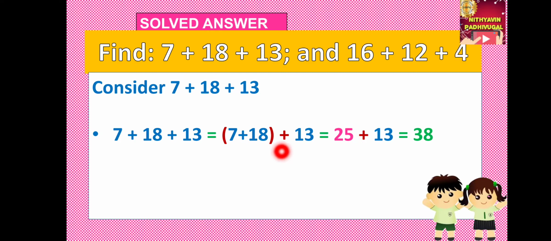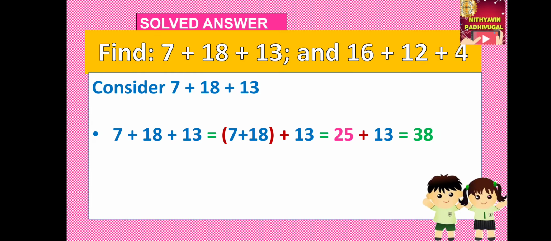And then what do we have now? Plus 13 is left over, right? So, this 13 will be added to the obtained result, which means the sum of 7 and 18, that is 25. So, 25 plus 13 is equal to 38. So, we have done this in this method of solving.